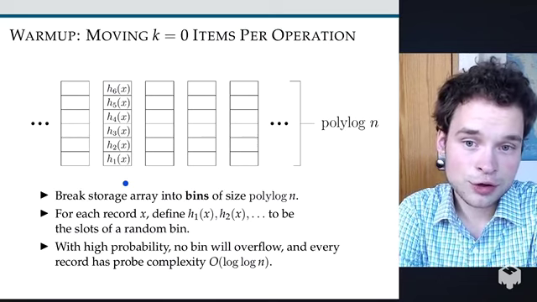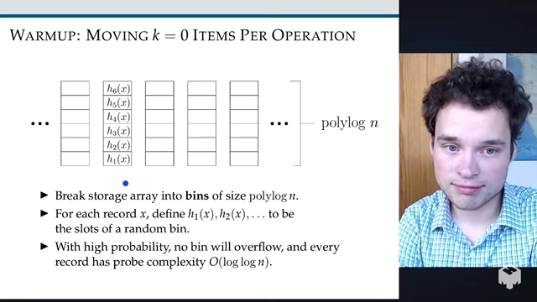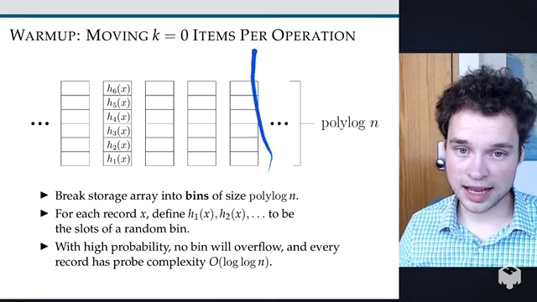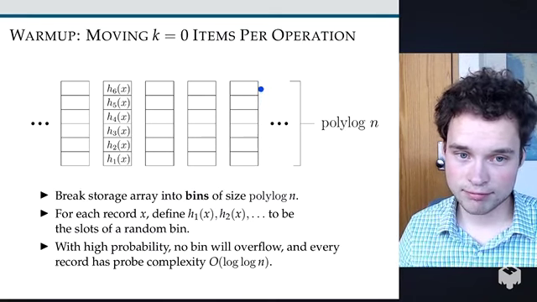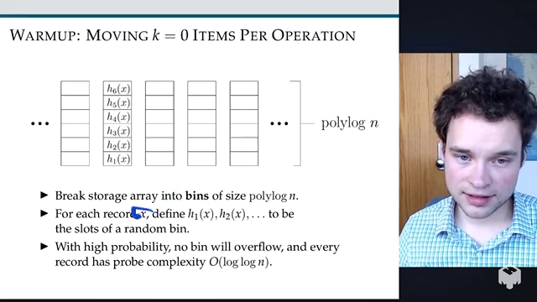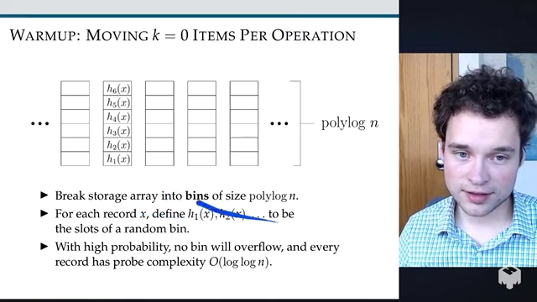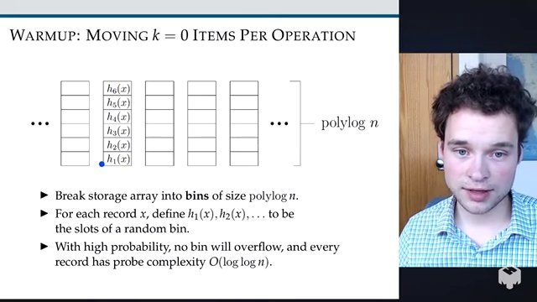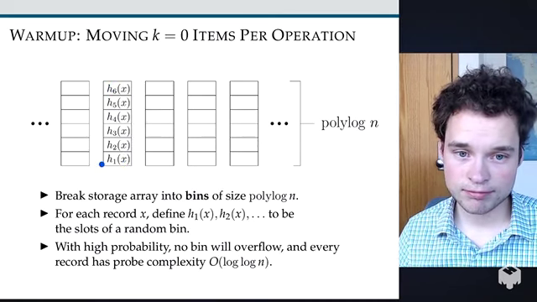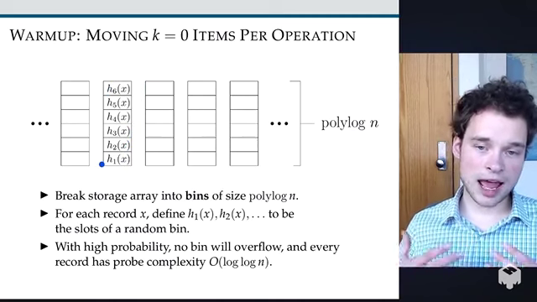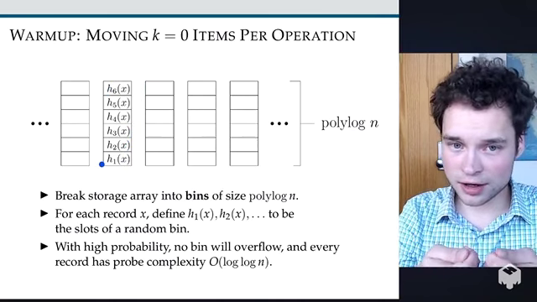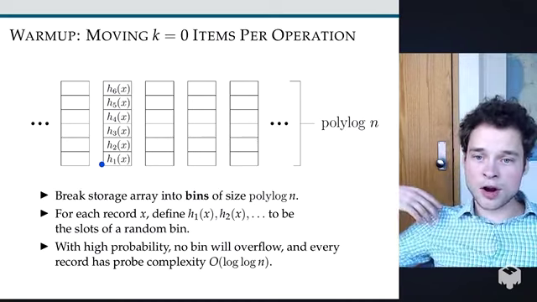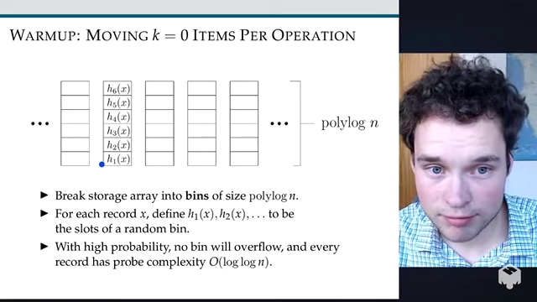It turns out the best thing you can do is the following. Break the storage array into bins of size polylog n. For each record x, define its probe sequence to just be the slots of some random bin in the data structure. When you insert a record, it goes to some random bin, and then we just put it in an arbitrary free slot in that bin.